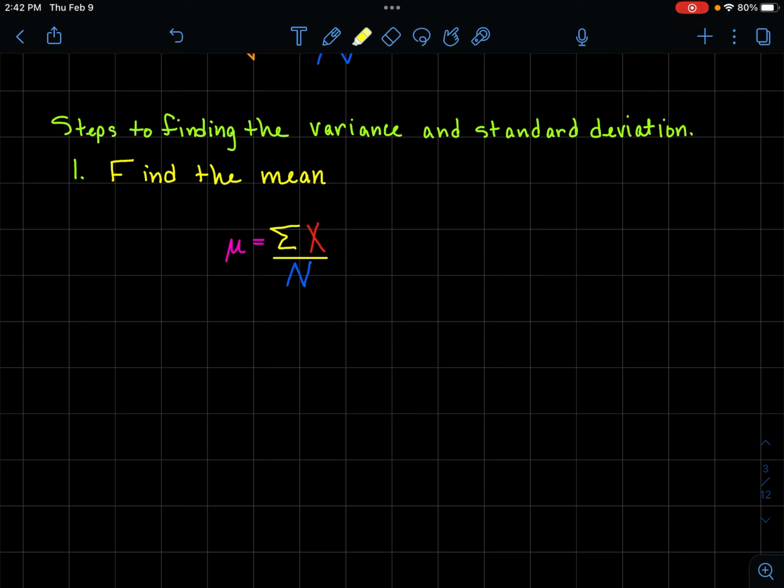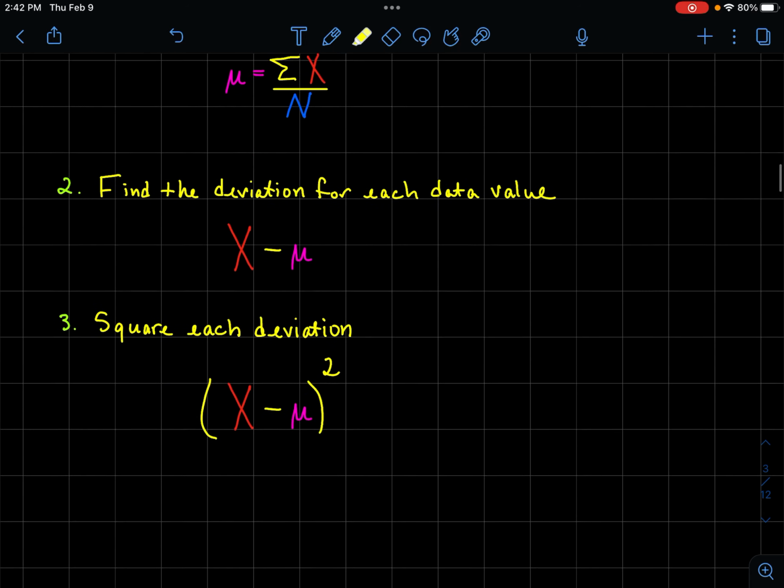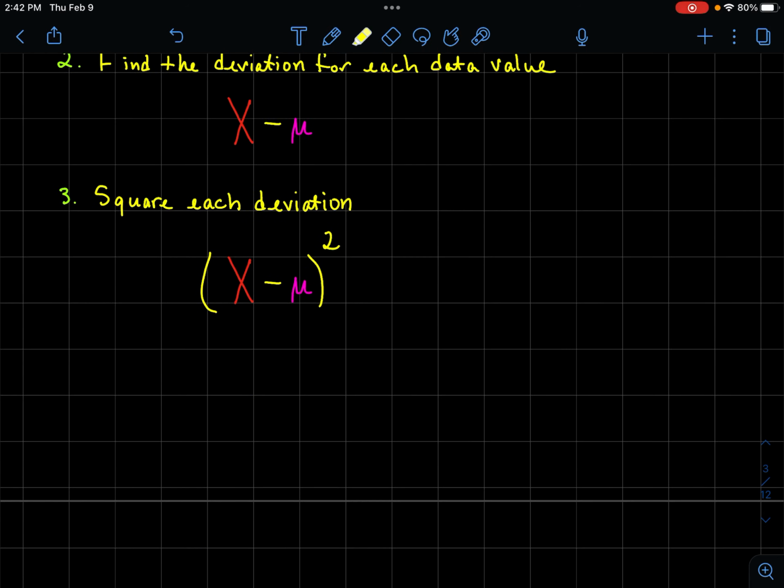So, steps to finding the variance and the standard deviation. Step one, we have to figure out what the average is. We add up all of our data points, divided by how many points we had, and that will be our average. Because then we can find the deviation. How far away are our data points from the average?